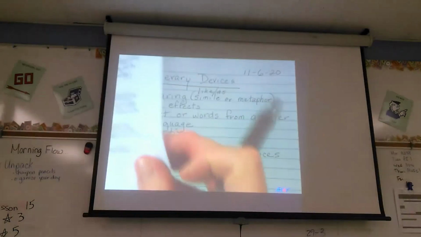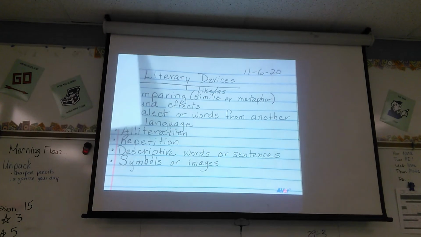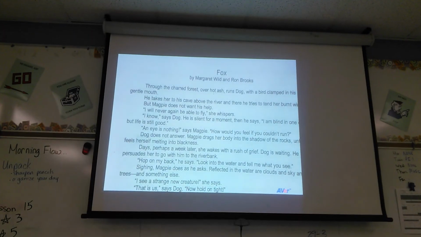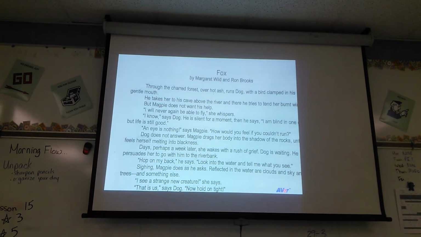Okay, let's get down to the last one, symbols or images. Let's talk for a second. We know that Margaret Wilde made deliberate decisions about her characters. Think for a minute about why she may have chosen Fox. Why is Fox a fox? Why did she make that choice?